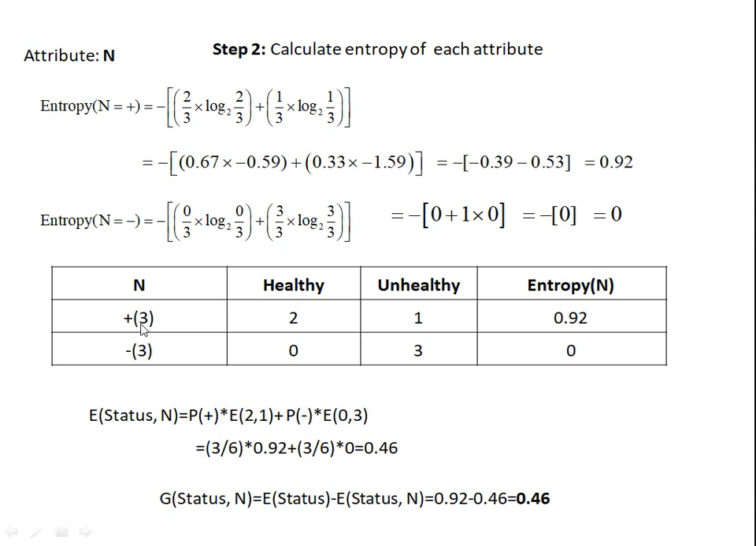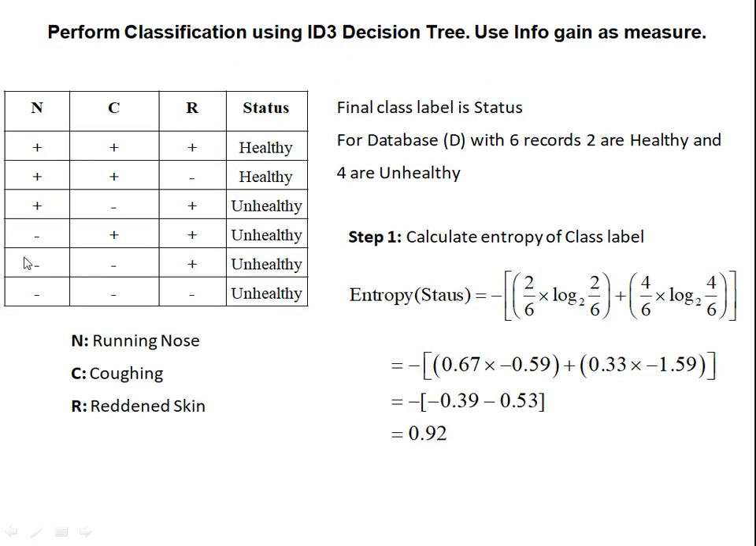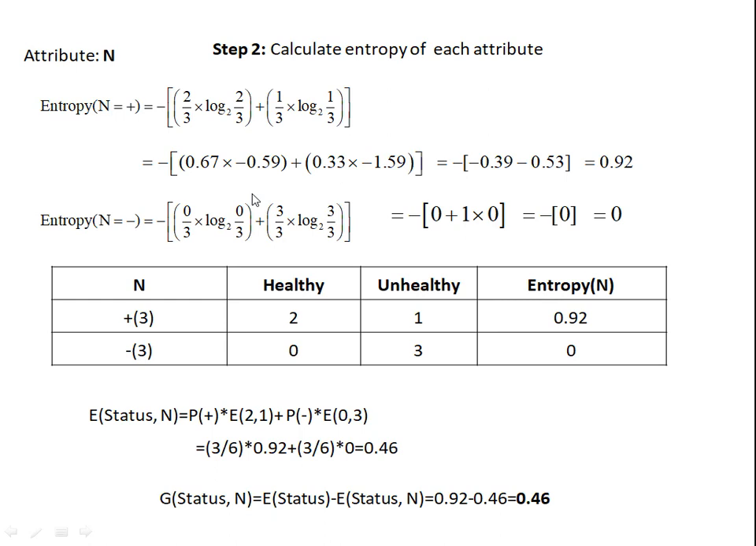Three cases are there, plus and minus, 3 and 3, in which plus has healthy 2, unhealthy 1, and minus has 0 and 3. See the table. Whenever N is minus, we are getting all unhealthy status, and when N is plus, we are getting 2 healthy and 1 unhealthy case. So this is the case. Whenever one of the parameters is 0, we are getting the answer 0. That we already saw in our first part. And whenever there is an equiprobability, we are getting the answer of 1.